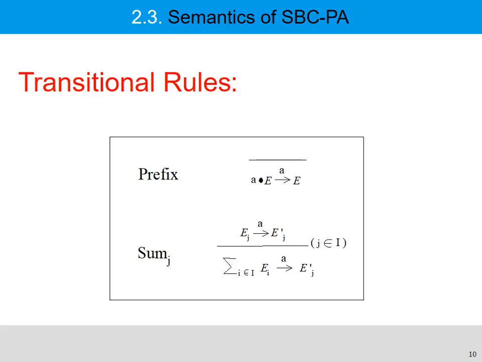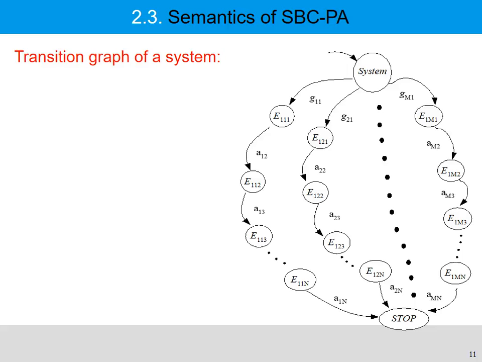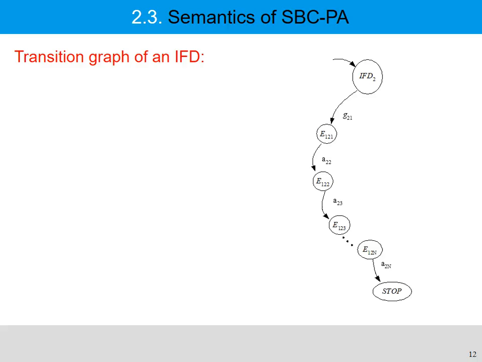SBC Process Algebra uses the transition rule to describe the semantics of the language. For example, prefix transition rule and summation transition rules. With the transition rule, we then have the transition graph of a system, shown as in this figure. A system will have many IFD. With the transition rule, we also can have the transition graph of an IFD as shown in this figure.